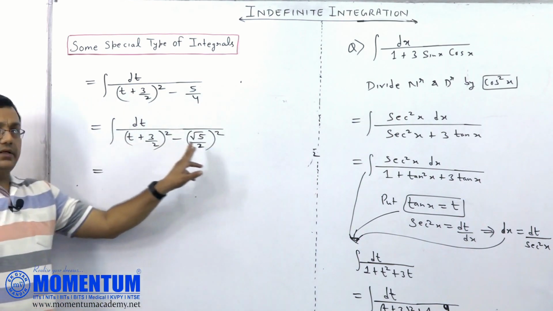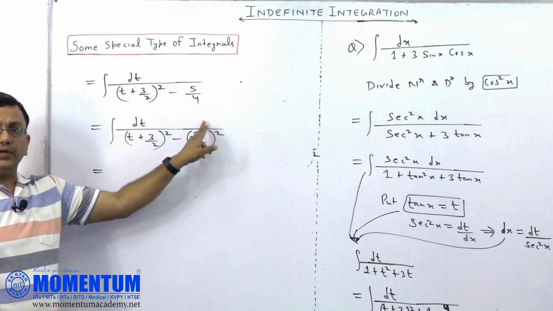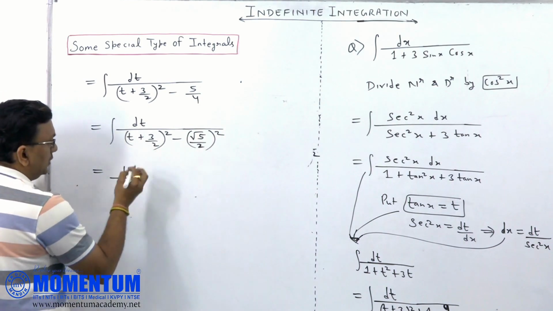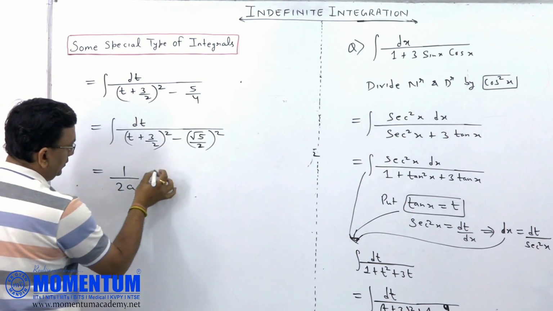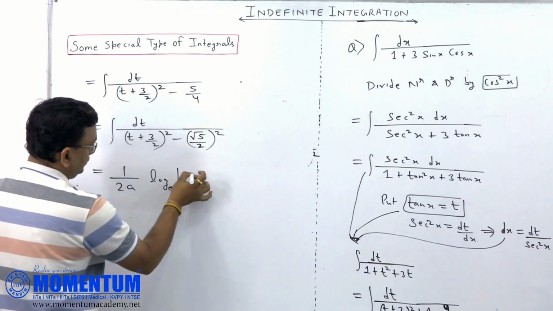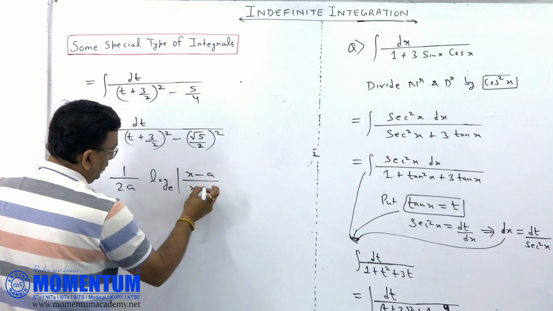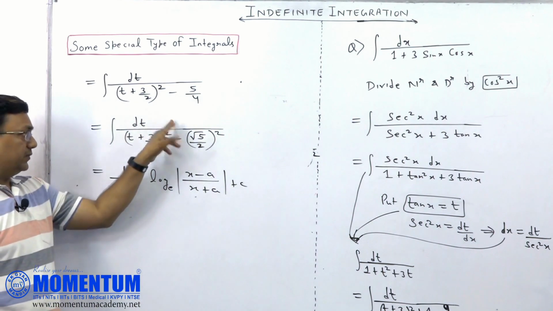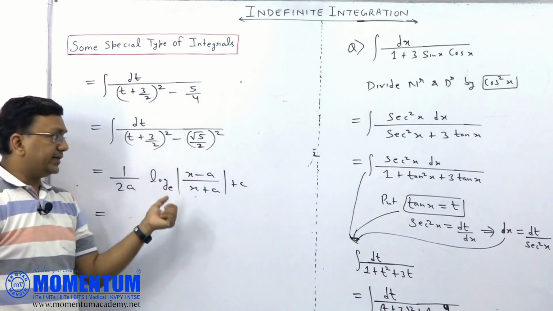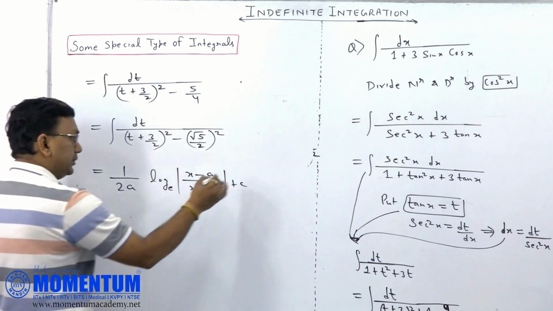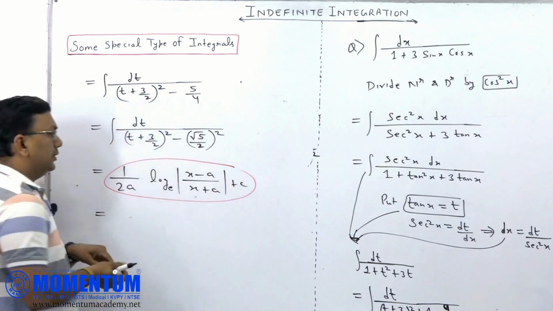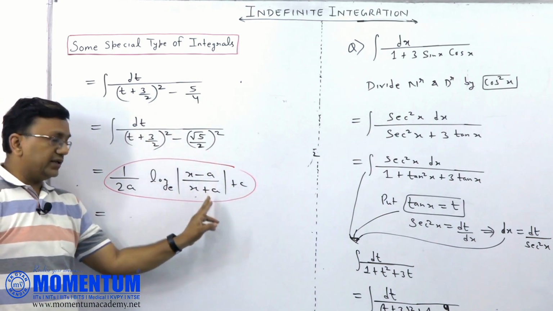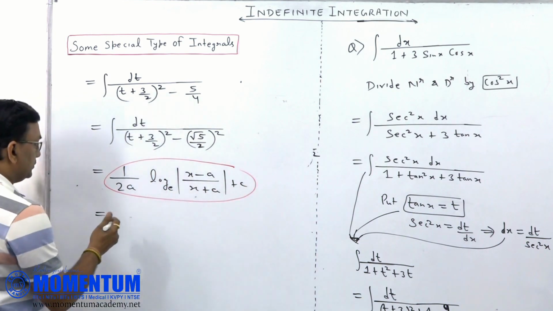This is the standard integral, integration of 1 upon x square minus a square. Formula: 1 upon 2a log of x minus a upon x plus a plus c. I have written the formula. Integration is 1 upon x square minus a square. Don't get confused by x, where did x come from; I have written the formula. Integration of 1 upon x square minus a square is 1 upon 2a log over x minus a upon x plus a.